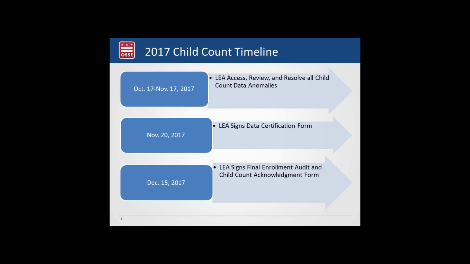So just to get started, I want to go over the child count timeline. So we've had the first certification. So now LEAs are to access, review, and resolve all child count data anomalies by November 17th. Please note also that November 17th is the last day to make any SPED corrections so that you'll be able to see them by November 18th. Again, November 17th is the last day to make any changes, with hopes that you'll be able to see them by November 18th. Also, please go to click to review your SPED errors.